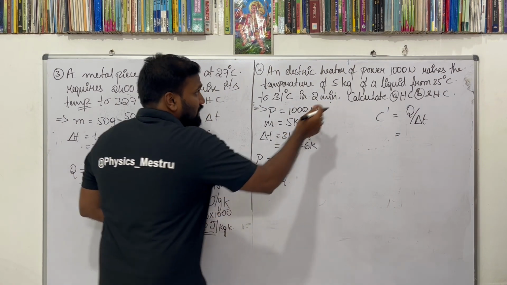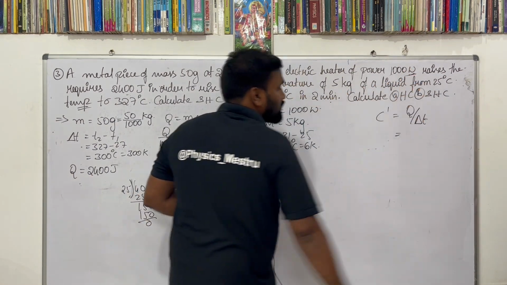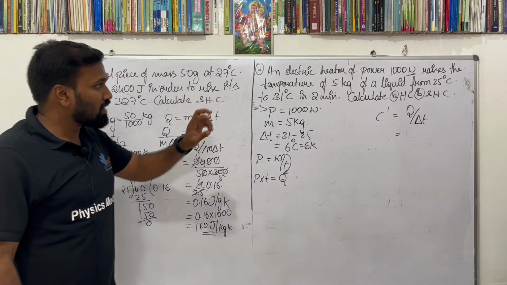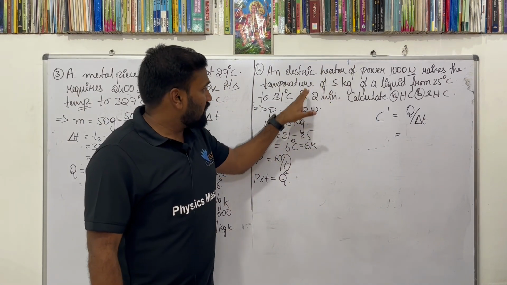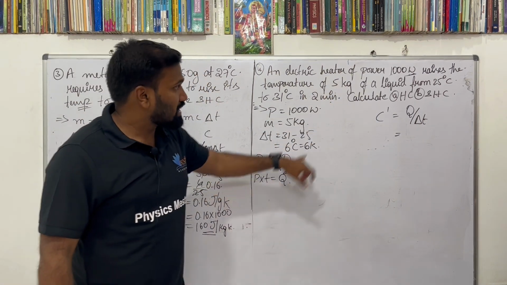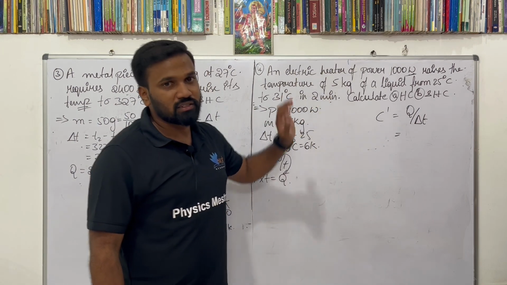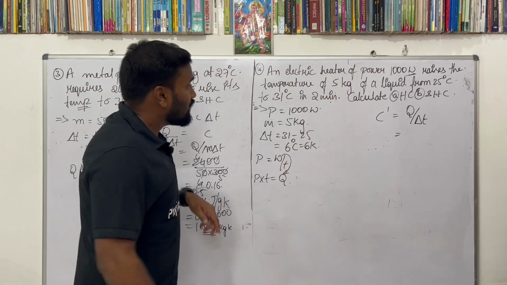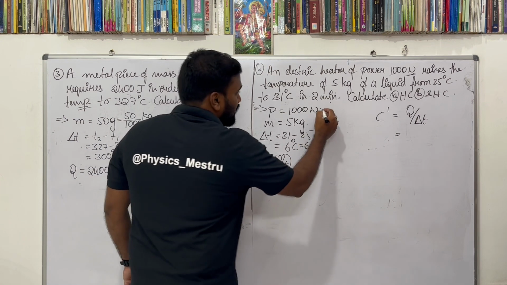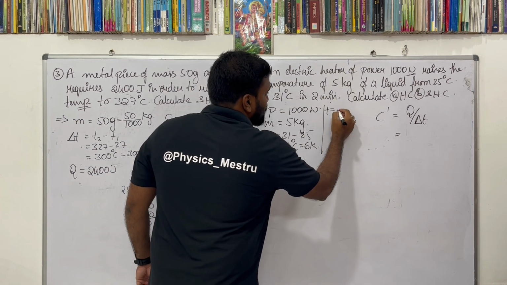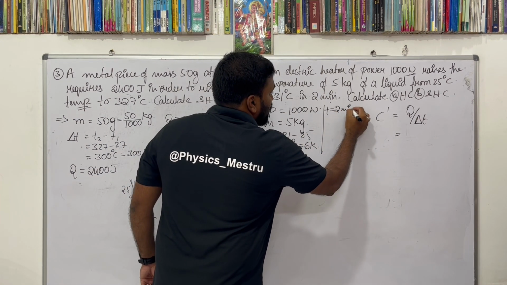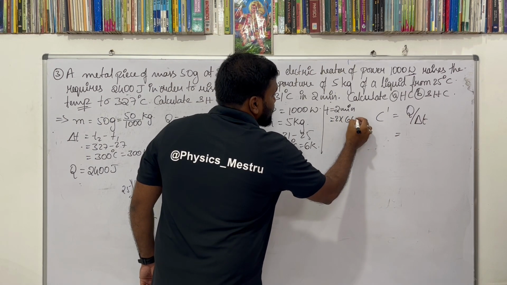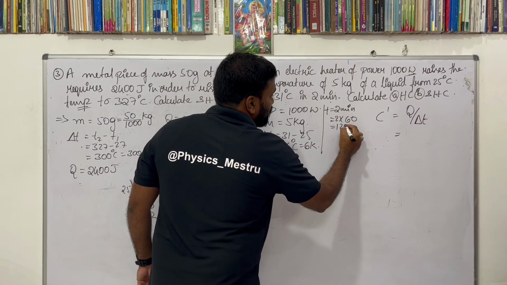So it is in terms of what? Watt. If power is in terms of watt, then the energy should be in terms of joules and time should be in terms of seconds. But they have given it in terms of what? Minutes. So we have to convert it into seconds. So time is equal to 2 minutes, which is nothing but 2 into 60. 1 minute means 60 seconds, so 120 seconds.